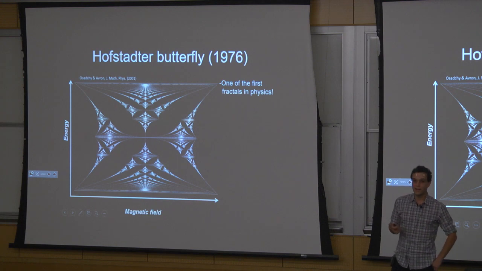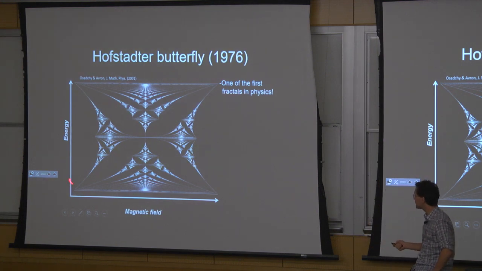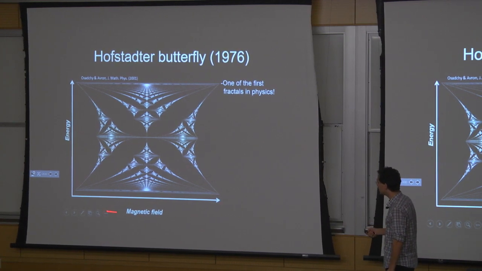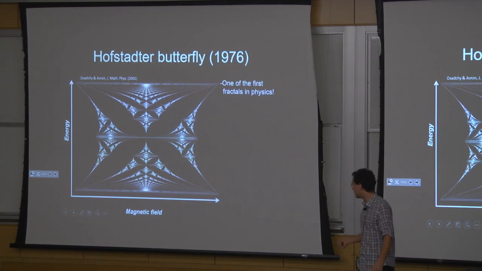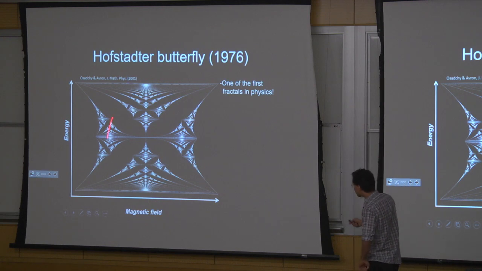took this and solved this problem on a computer. And this is the solution that he got. This is the energy spectrum for this problem of an electron in a magnetic field and a periodic potential. This is the energy as a function of magnetic field, or alternatively lattice constant, really of flux per unit cell. And this is a very beautiful structure.